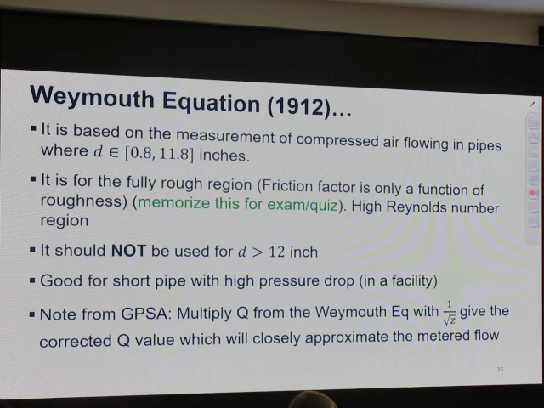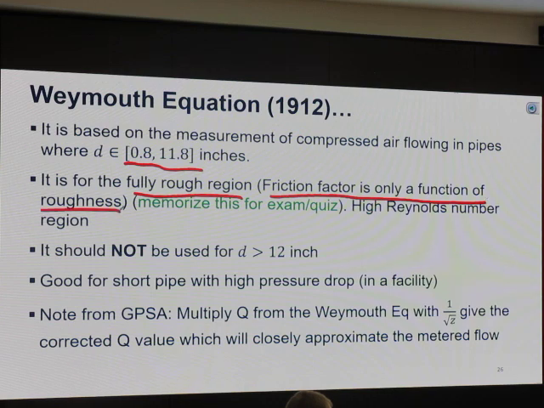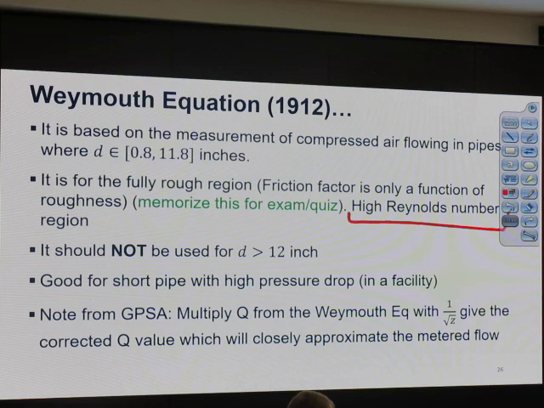The Weymouth equation, this is the detail of it. It's based on measurements of 0.8 to about 12 inches. It is for the fully developed, fully rough region. The friction factor is only a function of roughness. Memorize this for the quiz or exam. High Reynolds number region. So for the Weymouth equation, what is the high Reynolds number region?